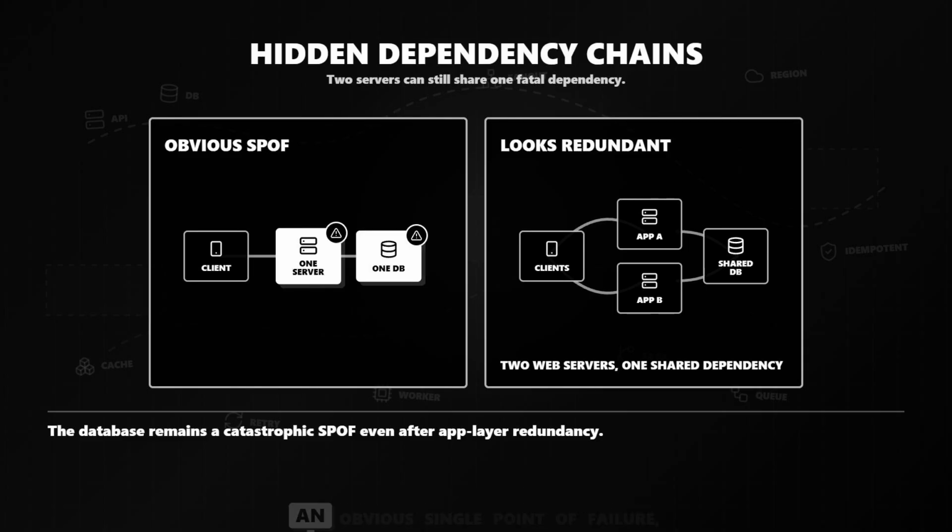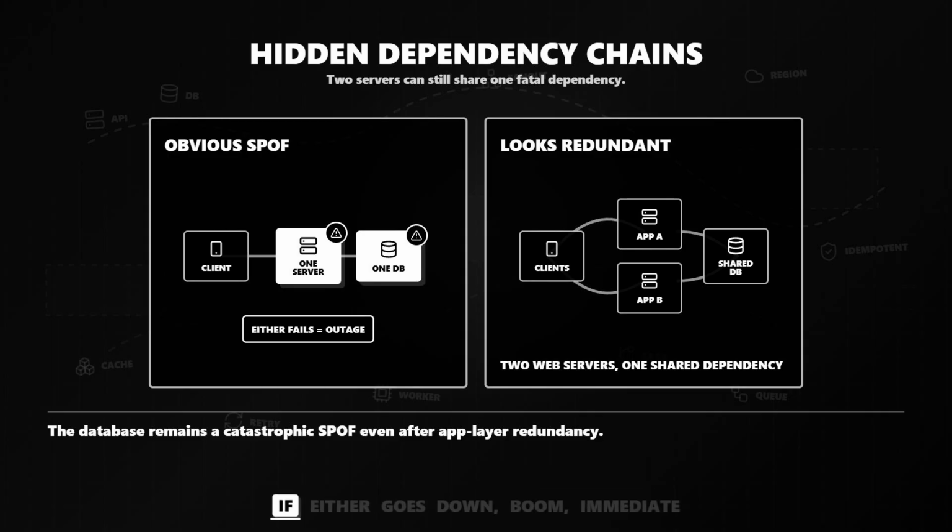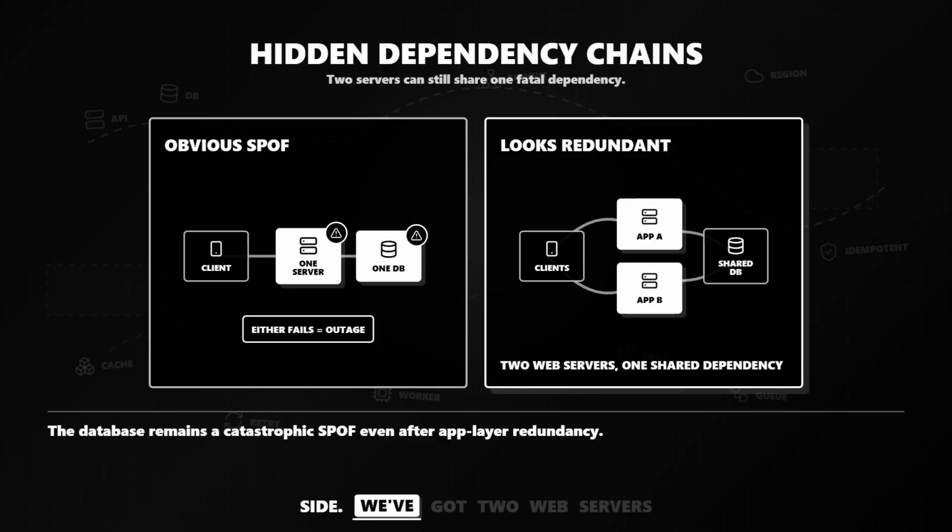On the left side, we have an obvious single point of failure. One web server, one database. If either goes down, boom, immediate outage. But look closely at the right side. We've got two web servers now. Engineers will often spend months scaling this application layer, right? Adding auto-scaling groups, setting up intelligent load balancing.